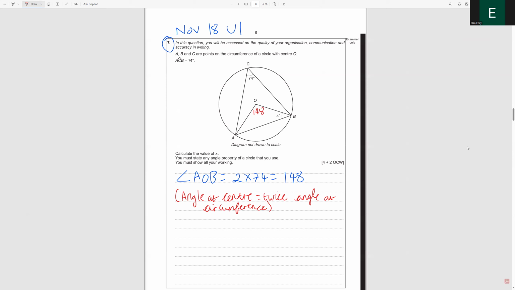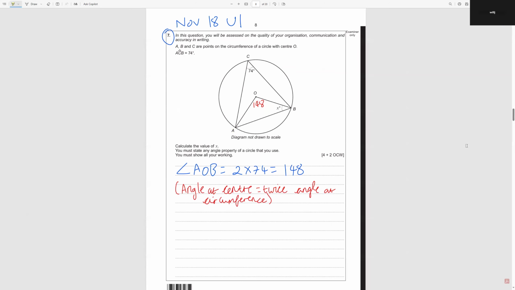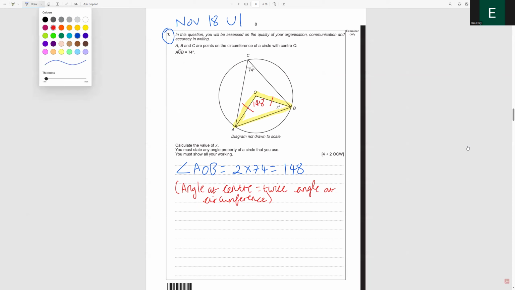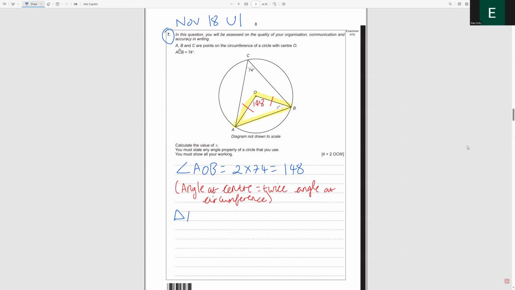How would I now get x? Would A and B be the same because it's an isosceles triangle? Yes, fantastic. We can see this triangle AOB is isosceles because OA and OB both form the radius of the circle. So I can say triangle AOB is isosceles, and my reason: because OA equals OB equals the radius. You don't have to put radius, but yeah.